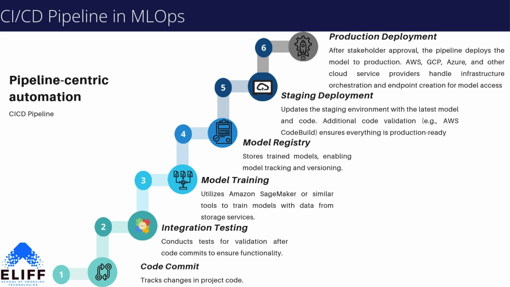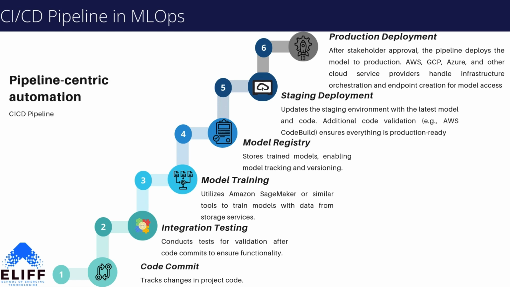Next, we use Amazon SageMaker to train the model with data from storage, and the model is tracked in the SageMaker model registry. After a model is registered, we can pull the latest code into the production environment. Code build performs a final validation, and then we deploy the model. AWS services help automate much of the infrastructure setup during deployment, and the model registry provides an endpoint for other services to access the model.